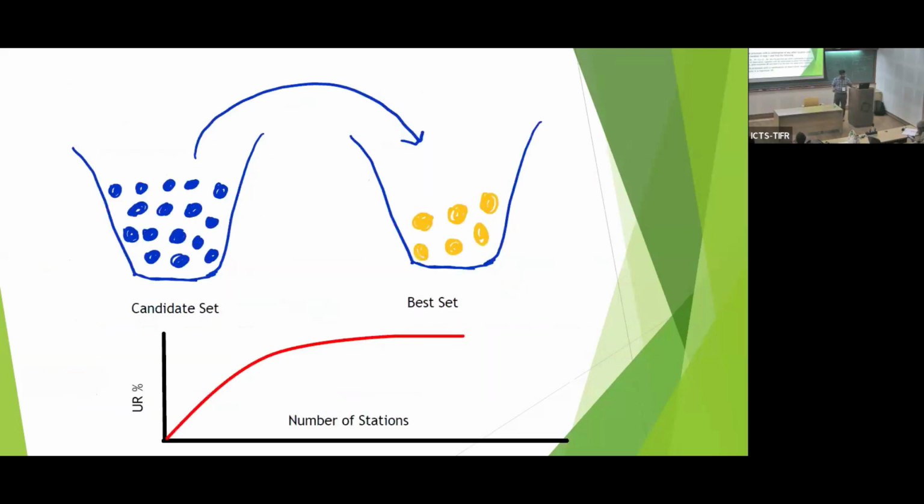What will happen is like a basket. This was your candidate set of stations. Each time you throw one station in this basket so that you draw an uncertainty reduction curve. After some number of stations, it will saturate. So it will not grow.